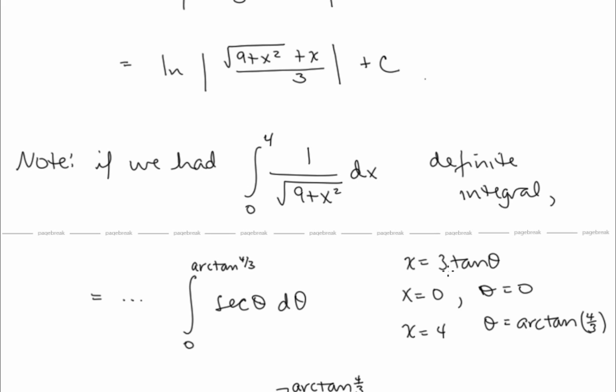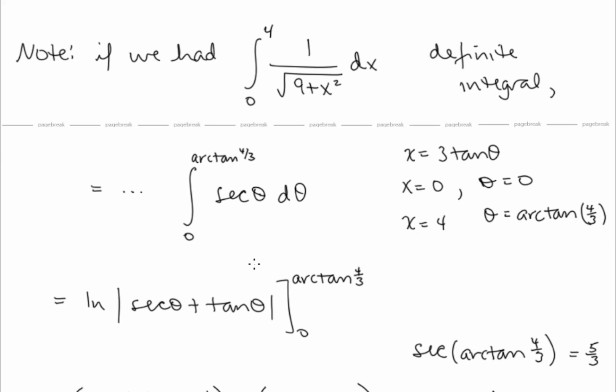If x is equal to 3 tan theta and x is equal to 0, that would say that theta must also be equal to 0. When x is equal to 4, we have 4 is equal to 3 tan theta, so 4/3 is equal to tan theta, and theta must be arctan of 4/3. And so that would be the upper bound here. And then we can integrate and plug in these bounds and compute.